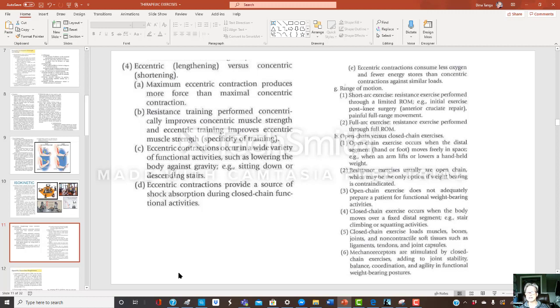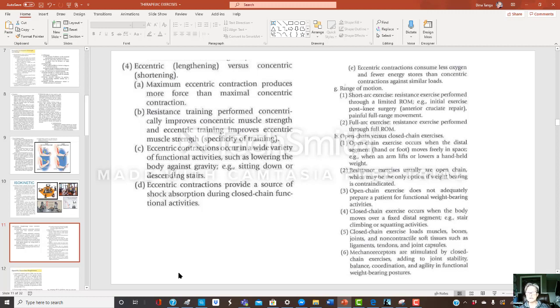Open chain versus closed chain exercises. Open chain exercise occurs when the distal segment, hand or foot, moves freely in space. For example, when an arm lifts or lowers a handheld weight.